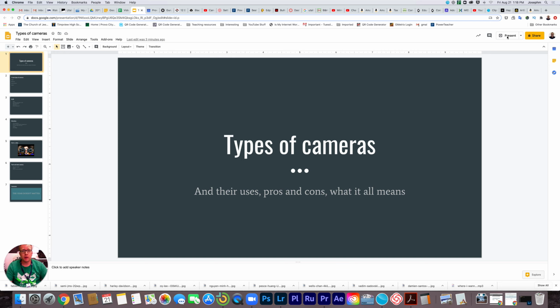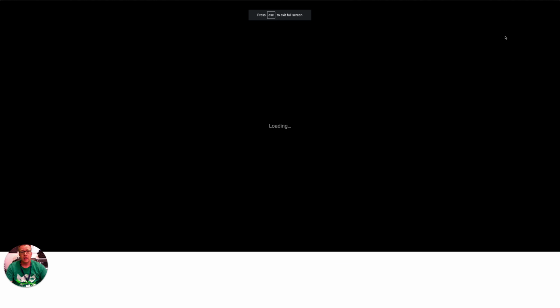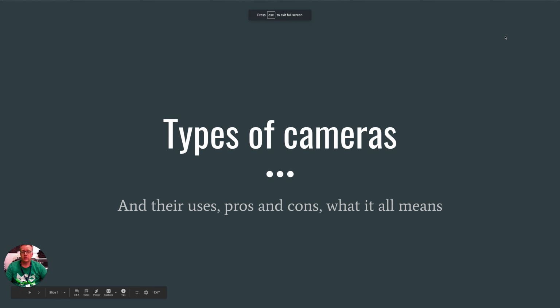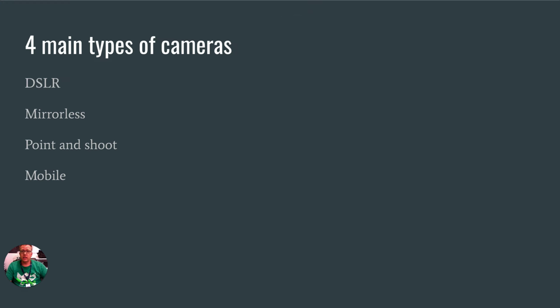So today we're going to talk about the four types of cameras and their pros, their cons, and what it all means in the end. Okay, so first thing is there's four different main types of cameras. DSLR, and we'll talk about those here in a second. Mirrorless, point and shoot, and your mobile devices, your mobile phones. Now your mobile phones are also sometimes slid into the same category of point and shoots because essentially they are a point and shoot, but we'll talk about it here in a second.